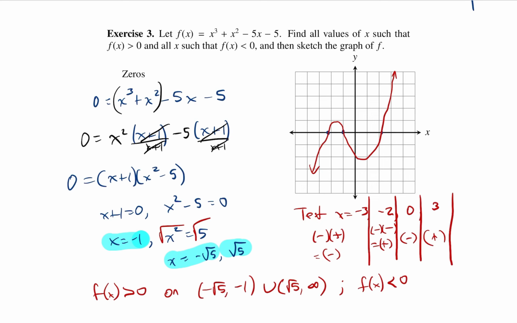All right, and then it's going to be negative, or less than 0, here and here. So from negative infinity to negative radical 5, union from negative 1 to positive radical 5. And that is the intervals on which it's negative and positive. Let me write this a little nicer. There we go. Okay, so that would do it.